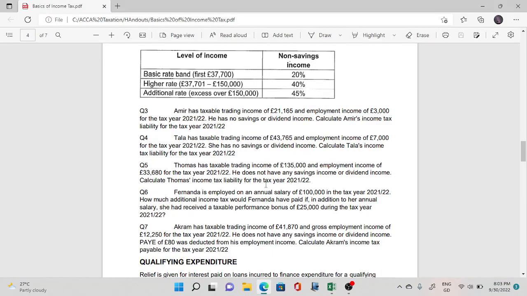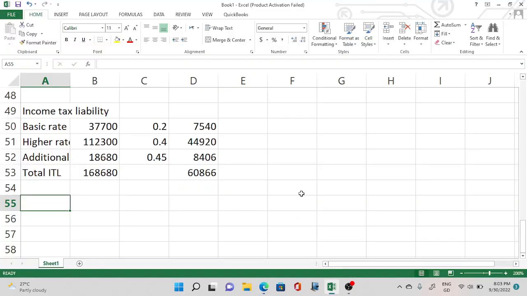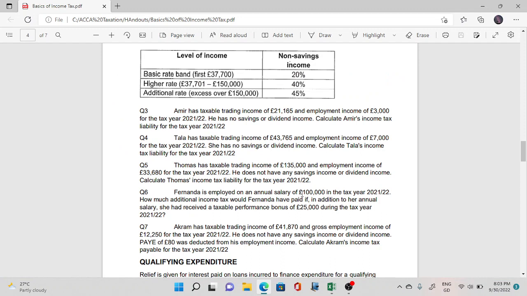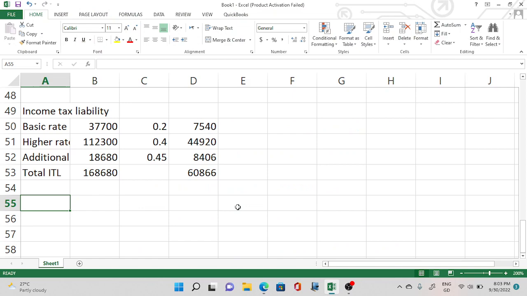Okay, next. Fernanda is employed on an annual salary of 100,000. This is the employment income. Okay, it's a very good question. How much additional income tax would Fernanda have paid if, in addition to her annual salary, she had received a taxable performance bonus of 25,000? So, where should I record this performance bonus? Performance bonus is a part of NSI, like employment income. So two situations are there: when she is receiving the performance bonus, another one is when she is not receiving. So then we are actually checking out the impact on income tax.